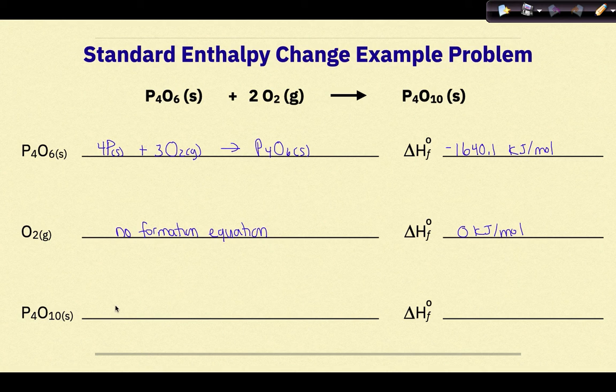So just like we did above, phosphorus as a solid plus oxygen in the gaseous state yields P4O10 solid. So I'm going to have a 4 in front of the phosphorus. I'm going to have a 5 in front of my O2. And then I would go to my reference text and look up the heat of formation for P4O10, and that is negative 2,984 kilojoules per mole. Now that I have these heat of formation reactions, I can combine them together to figure out my overall heat of reaction.